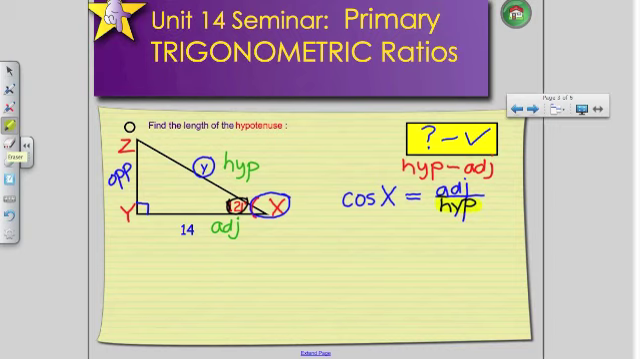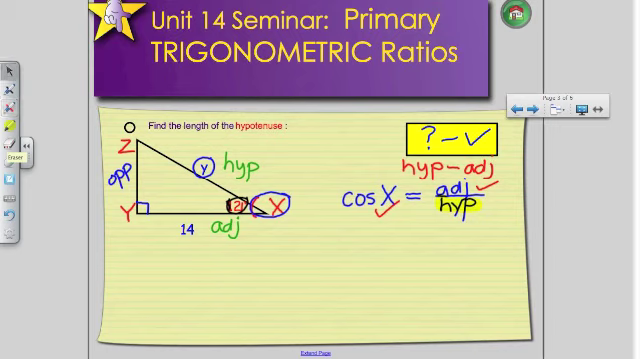That's the only thing that I don't know the value of. However, just to make sure that I've got the right formula, I should check that I know the value of my other two elements in the formula. So do I know the value of my angle x? Yes, it's 21 degrees, so I know that. Do I know my adjacent? Yes. Okay, so there's only one unknown. That means I can continue.